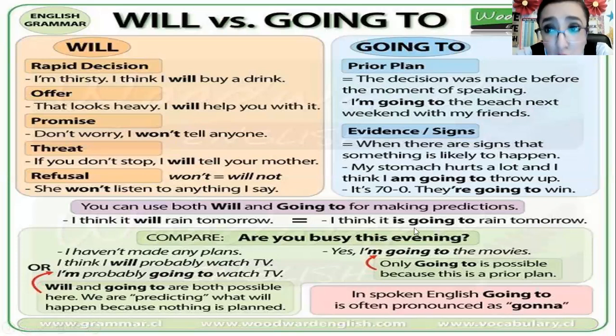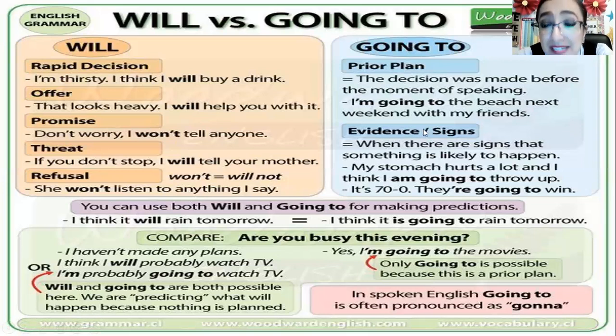But going to is for when you have a prior plan. Okay, I think it will rain tomorrow. I think it is going to rain tomorrow. It's going to rain tomorrow. You're predicting, okay? You don't have the evidence, as a prediction.